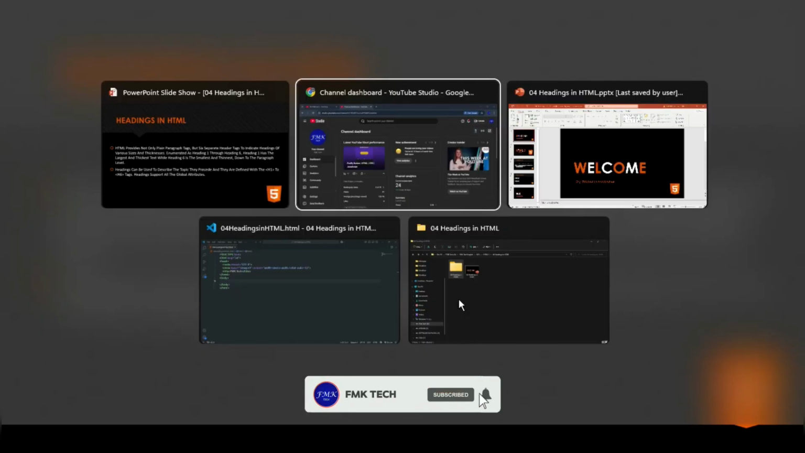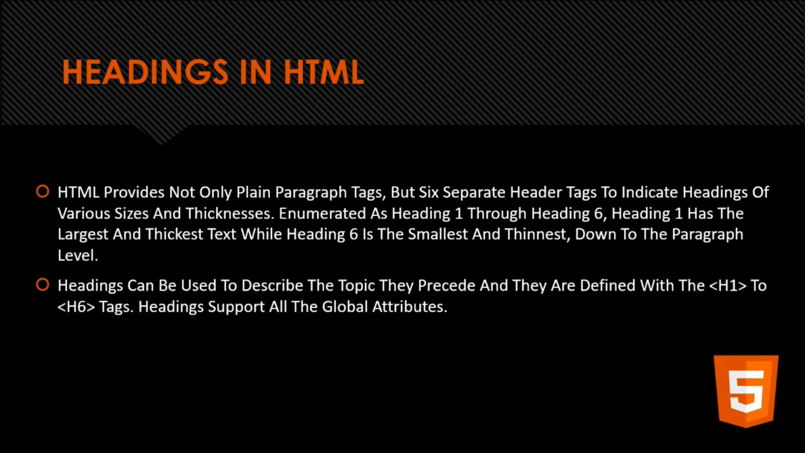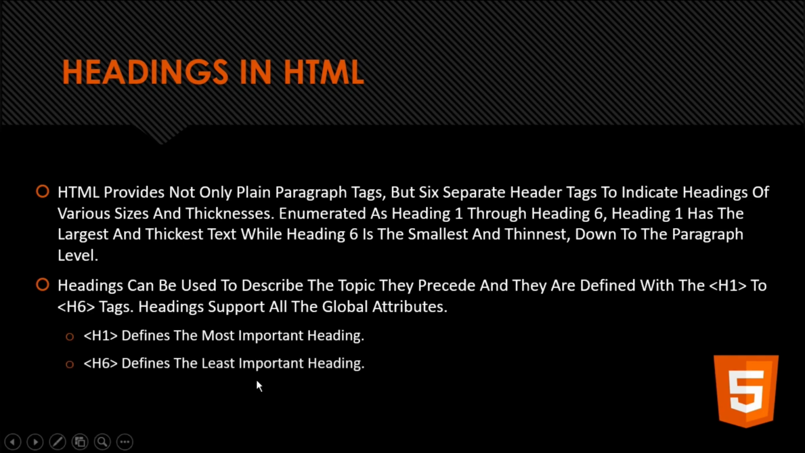Every heading that we use in HTML has its own size and its own thickness. Whenever you are using H1, it will have its own font size and its own thickness, and whenever you are using H6, it will have its own font size and thickness. H1 defines the most important heading, which means it has the largest font size, and H6 is the least important heading, and it has the smallest font size as well.